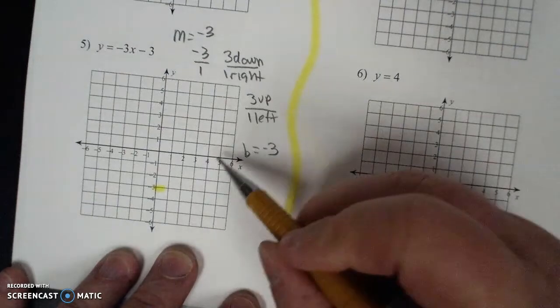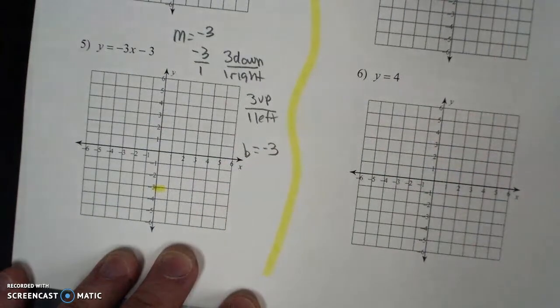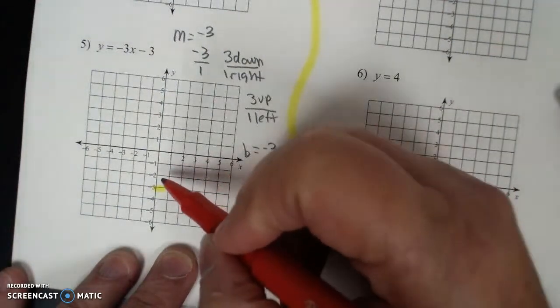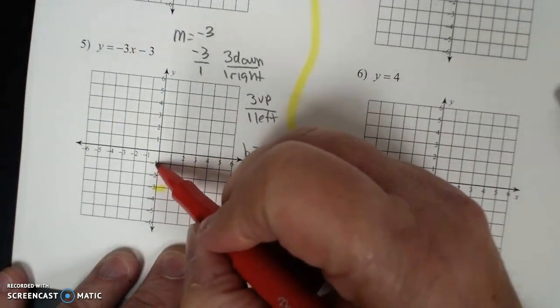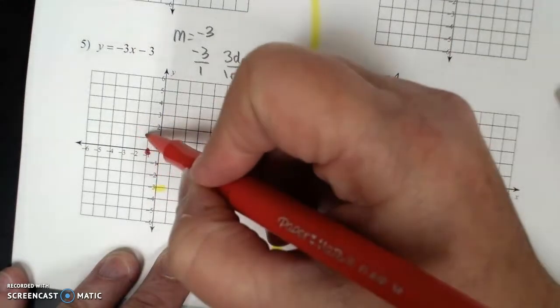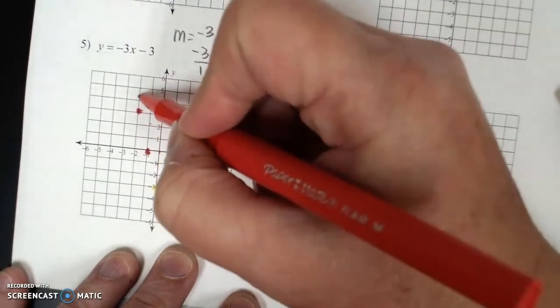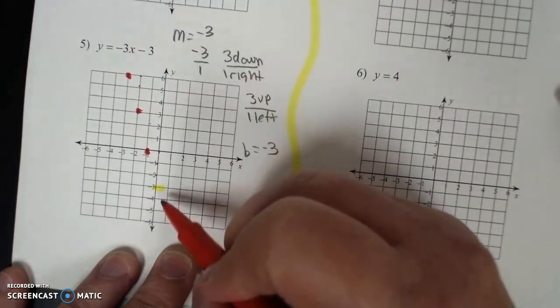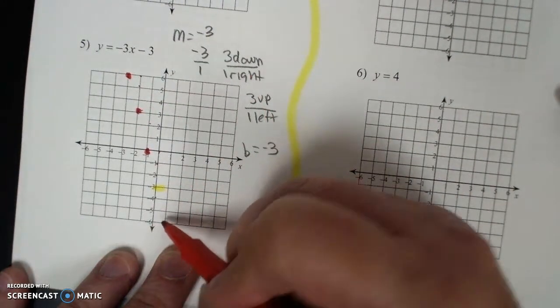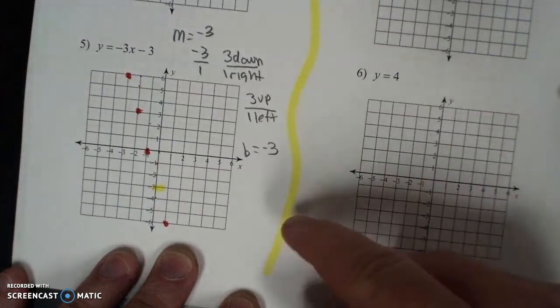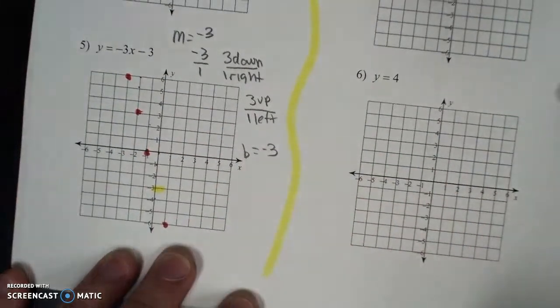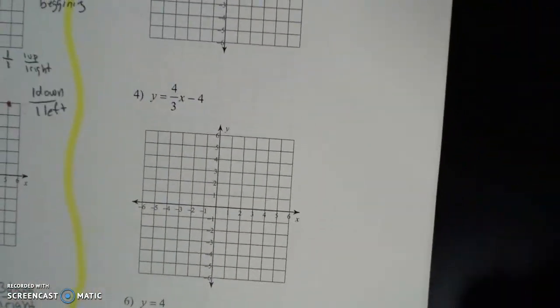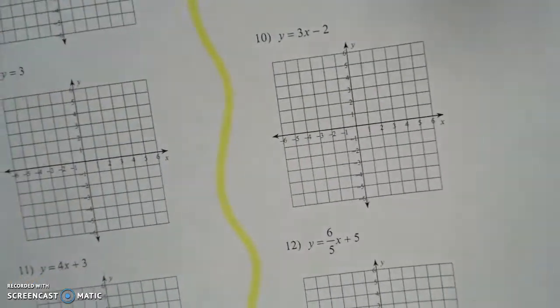So then I go 3 up and 1 left, 1, 2, 3, 1 left, 1, 2, 3, 1 left, and then I can go 3 down, 1, 2, 3, 1 right. And if I actually drew this line, it would be a negative slope. Continue on.